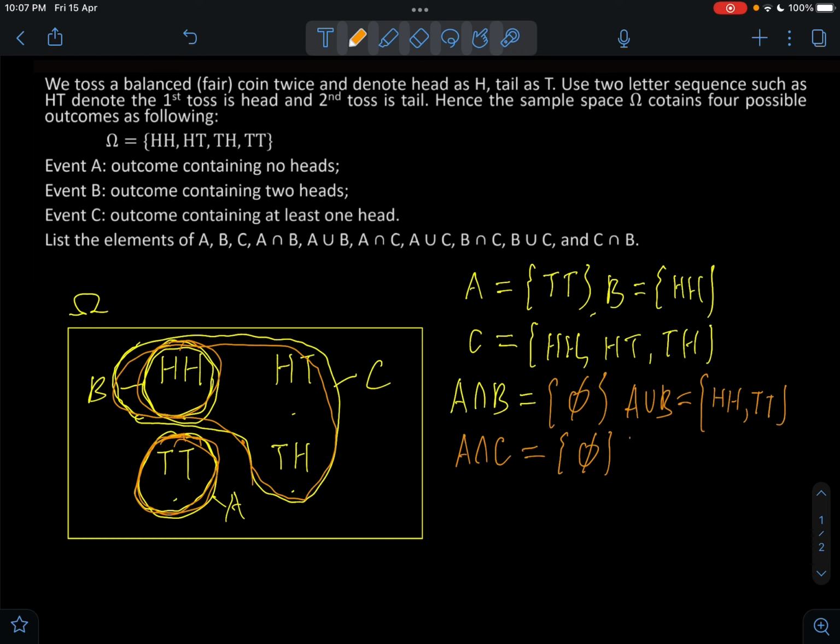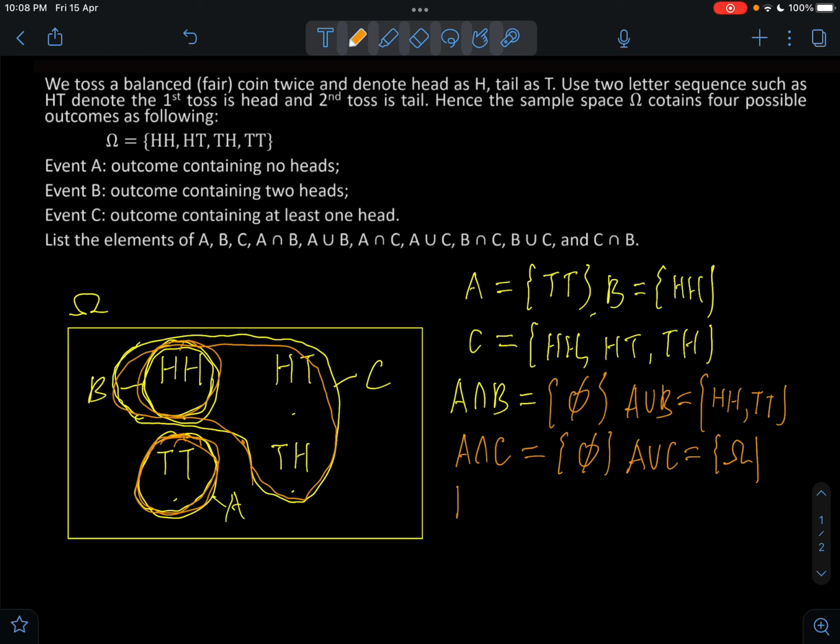Now let's look at event A union event C. Event C contains HH, HT, and TH, these three scenarios. Event A contains TT. So A union C is basically the entire sample space.